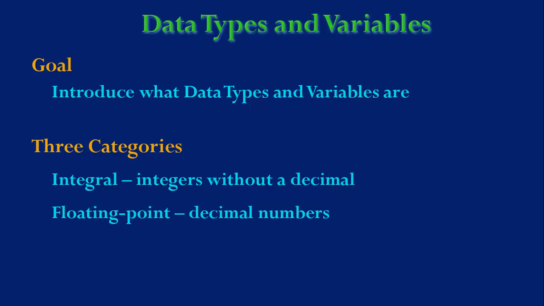The other category of data type is a floating point. Floating point are numbers with decimal places. For example, 2.4, 3.7, 500.98. And the last category of data type is the enumerated type. These are user-defined data types. And these enumerated data types I will not be discussing in this video, but I will discuss in another video.